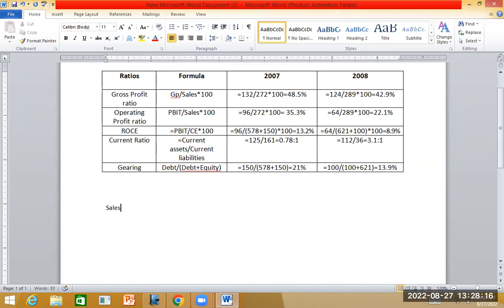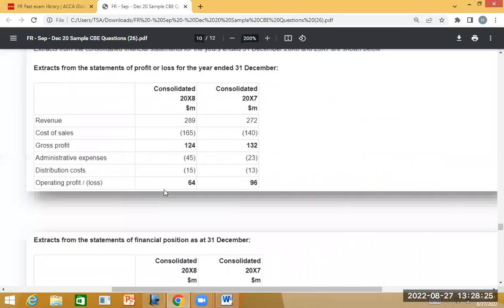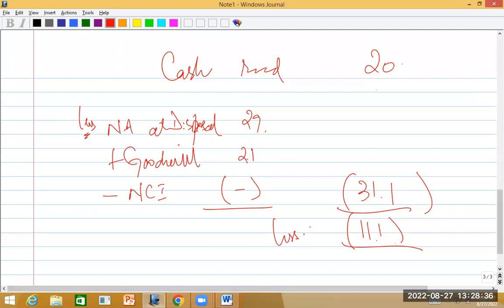That you should know while commenting on a question is whether the sales of the business have increased over the period or reduced. The sale has increased from 272 to 289. So the sale has increased.